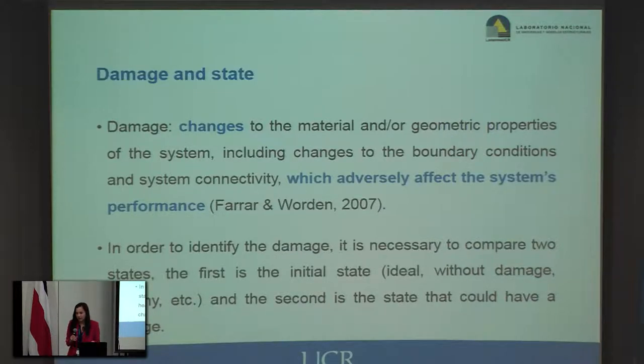Two important concepts are damage and state. Damage is changes to the material or geometric properties of a system, including changes in the boundary conditions and in the system connectivity, which adversely affect the system performance. In order to identify damage, it is necessary to compare two different states. The first state is the initial state, also called the ideal, the state without damage, or the healthy one. And the second is the state that could have a change.